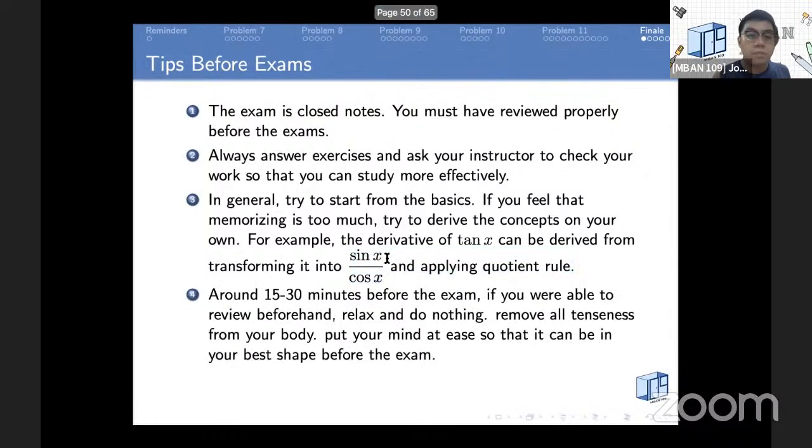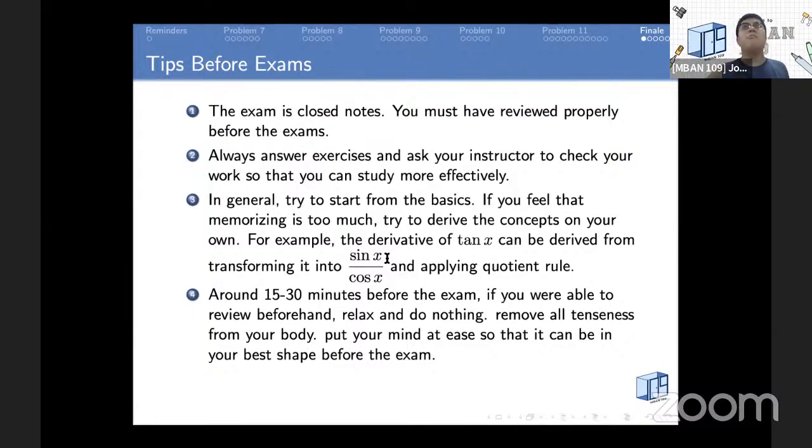Next, I don't know if this is the last, pero around 30 to 50 minutes before the exam. Bale, at this point, dapat na sa IM na kayo kasi medyo strict sila sa time schedule. Kung wala ka sa IM, baka hindi ka na ipag-take ng makeup exam, especially hindi valid ng excuse na late kayo dun sa exams. So, if you're able to review beforehand, relax and do nothing.